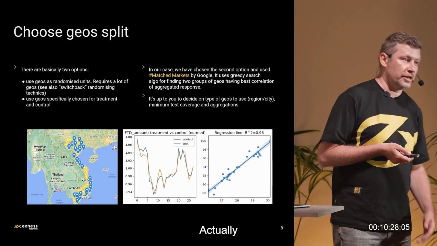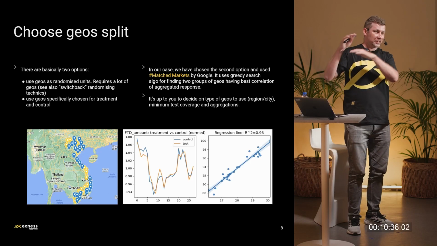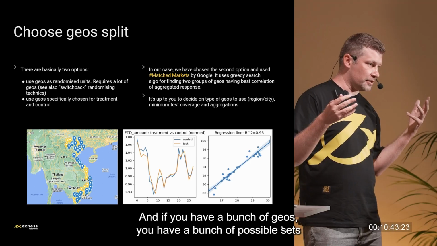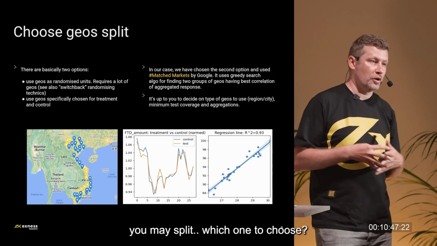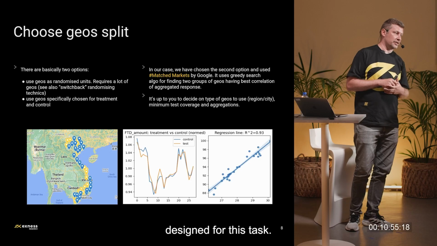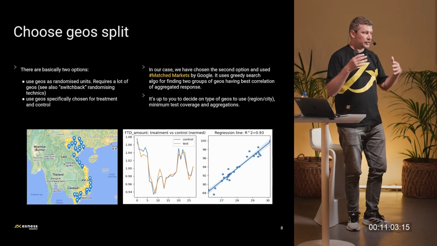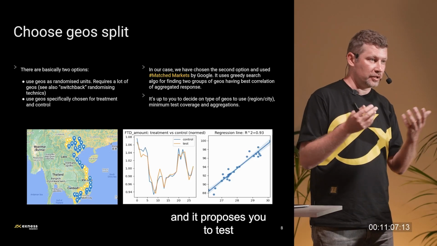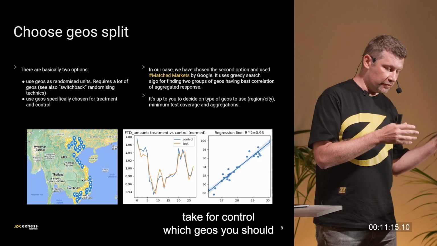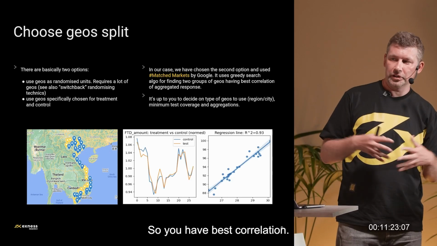As regards the geo-split, you may already guess that the best split is the one which gives you the best correlation across control and test. If you have a bunch of geos, you have a bunch of possible sets, and you need to choose which one to split. You may do this with a lot of tools. We use a special tool designed for this task, developed at Google, called Matched Markets. It uses a greedy algorithm to do this for you, and it proposes which geos you should take for control and which geos you should take for test, so you have the best correlation.